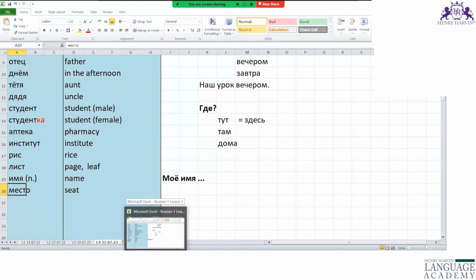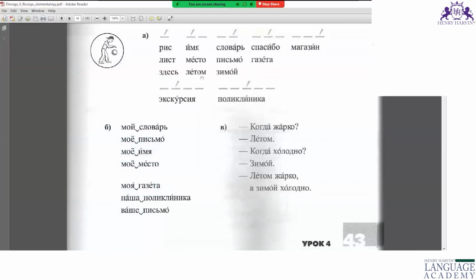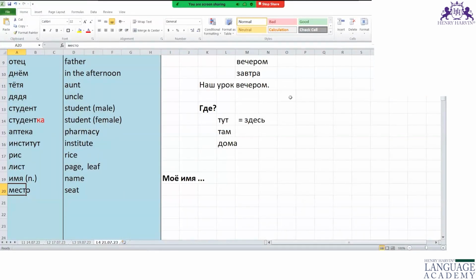Or you can give the command to the dog. If you have a dog, you can say место. If you say место to a Russian dog, then the dog will go to its place where it's supposed to sit always. Okay. Место. Летом means in summer, so we'll take it with this pair, летом and зимой. Летом is in summer, зимой is in winter. So we will not stop on it so much.